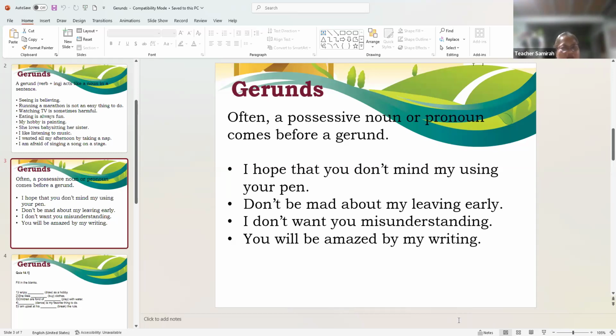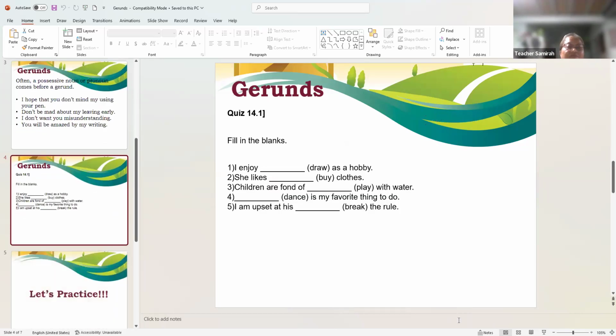If you look at the sentences in which the gerund is present, you can always see that the verb is beside the gerund. It can either be before or after the gerund, or sometimes a possessive noun or a pronoun comes before a gerund.